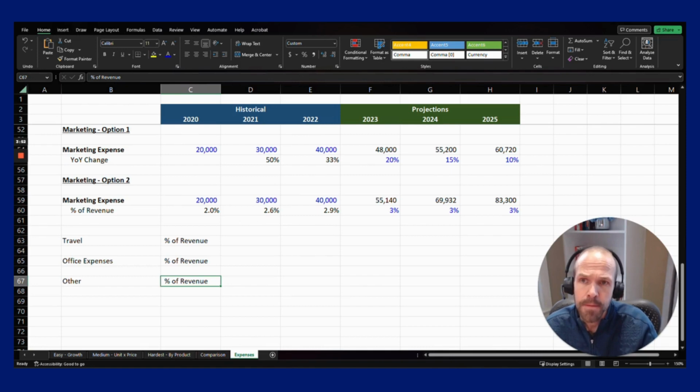But what I normally try to think about is, what is the correlation of that expense? Is it correlated highly to revenue? Is it correlated to something like headcount? And from there, use that as a driver going forward.